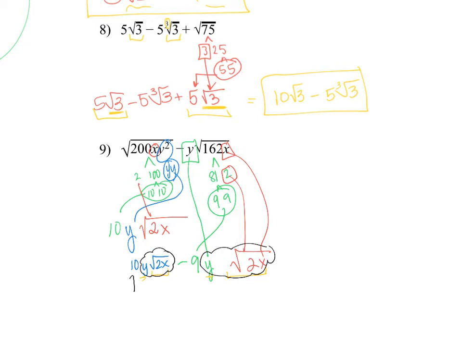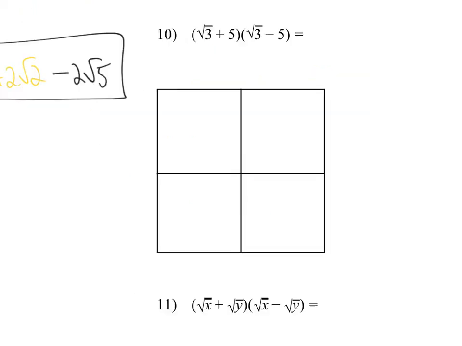And so it's saying we have 10 of these guys minus 9 of these guys. So we're going to have 1 of those guys, which is y square root of 2x. Final answer. You could write it without the 1 if you'd like. And so we just have that y square root of 2x.